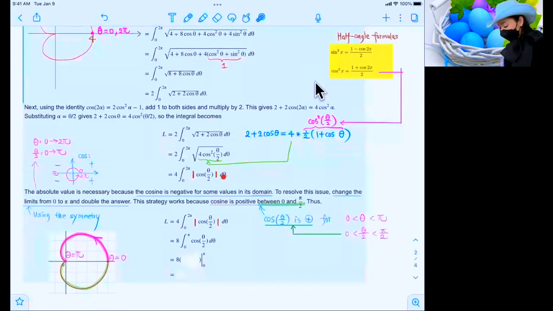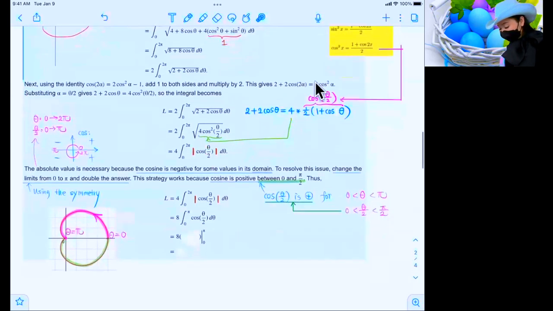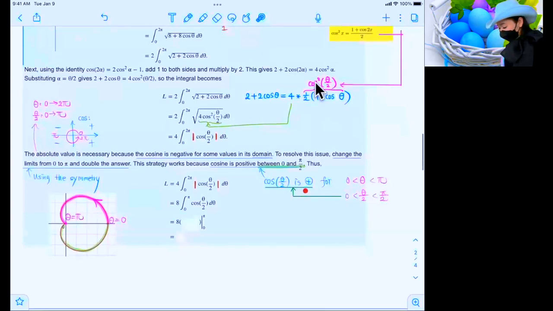Now, because theta here goes from 0 to 2 pi, theta over 2 will go from 0 to pi, and cosine theta over 2 will be positive, okay? Theta over 2 is going to go from 0 to pi over 2. So that is in the first quadrant. So that is going to be positive. Okay, good.